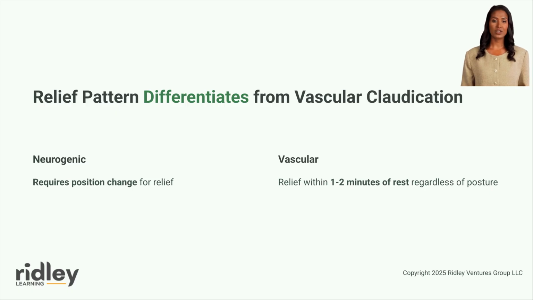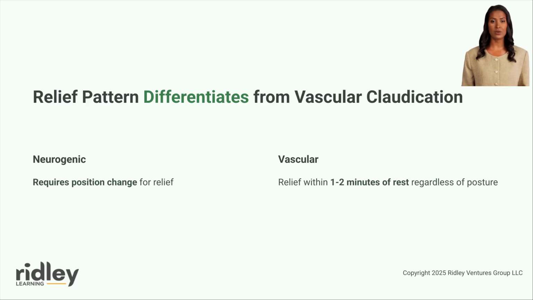The relief pattern in neurogenic claudication differs importantly from that in vascular claudication. Patients with neurogenic claudication require position change for symptom resolution. Simply stopping walking while remaining upright provides incomplete or delayed relief. In contrast, patients with vascular claudication experience relief within 1 to 2 minutes of cessation of walking regardless of posture, as their symptoms reflect muscle ischemia that resolves with reduced metabolic demand. Asking patients specifically about the posture required for relief provides valuable diagnostic information.